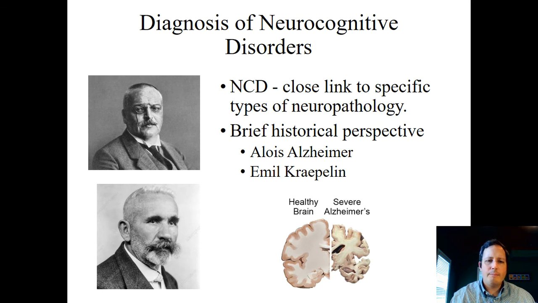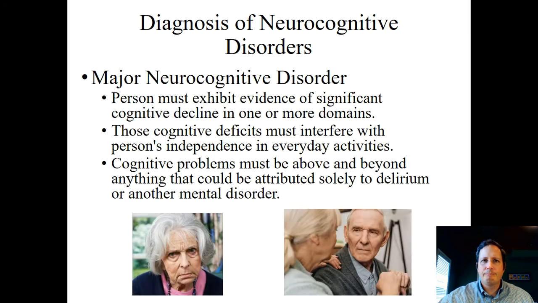And so two of the pioneers in regards to the research here, who were the first to notice these kinds of brain abnormalities among individuals who'd had really impaired cognitive functioning, were Alois Alzheimer and Emil Kraepelin. And so you can see Alzheimer there in the upper left-hand corner, and you can see Kraepelin down in the lower left-hand corner. And both of them were heavily involved in the research. And of course, Alzheimer ultimately had the name of one of those neurocognitive disorders named after him.